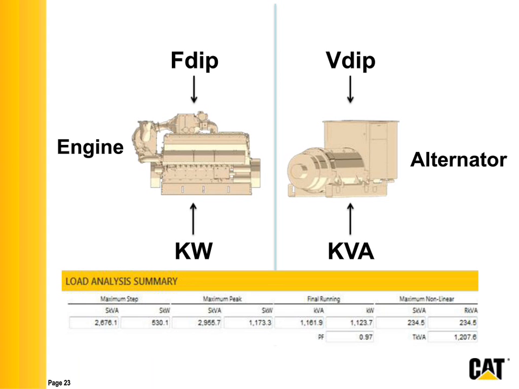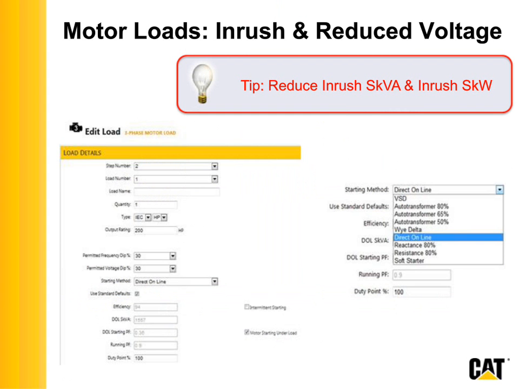Okay, so that's how those sizing parameters really relate to each other. When I'm working an inquiry and I'm trying to downsize the engine, I work with the kW, and if I'm trying to downsize the alternator, I'll be working with the kVA values. Here, I just want to spend a minute talking about motor loads.